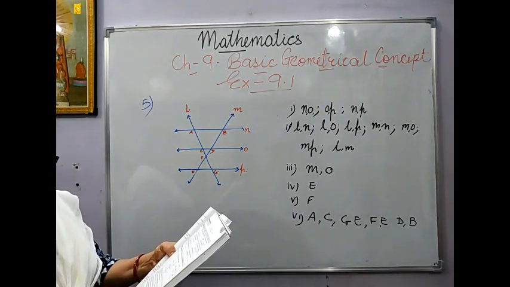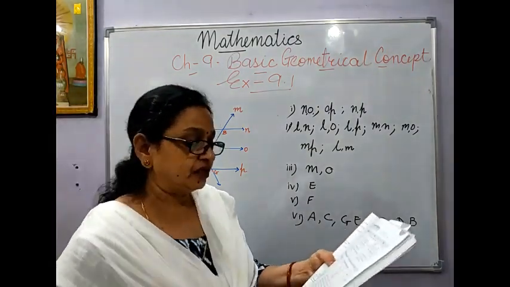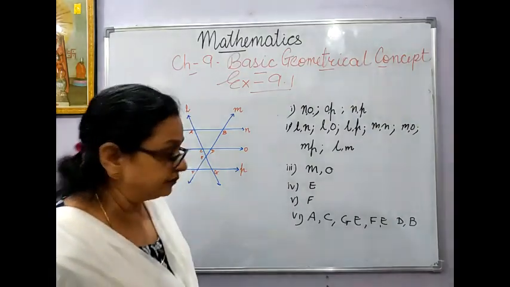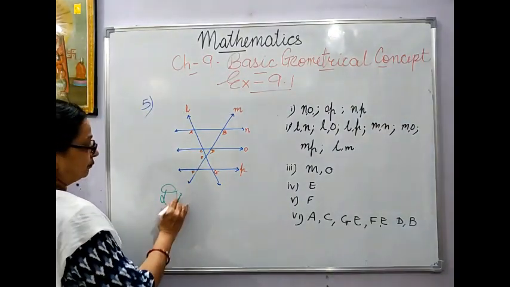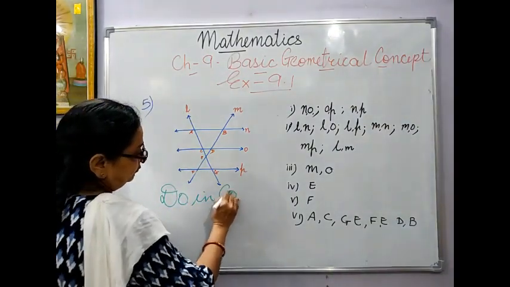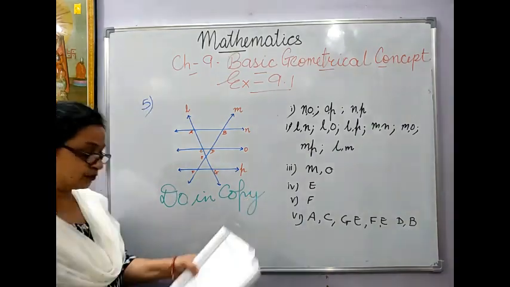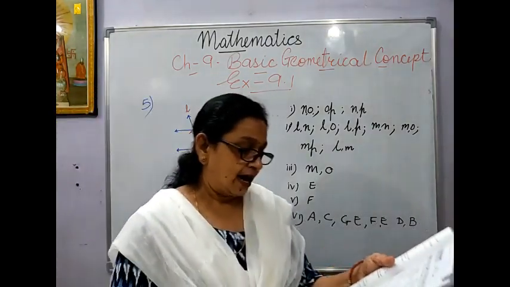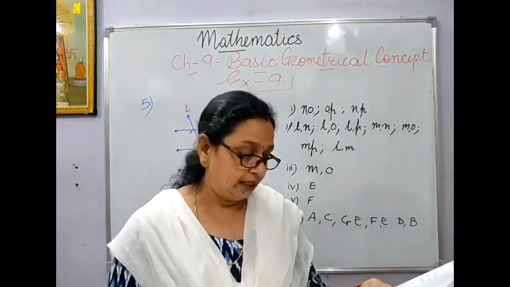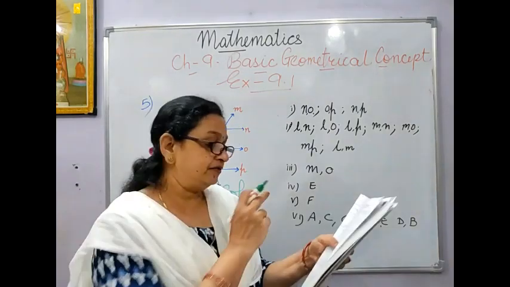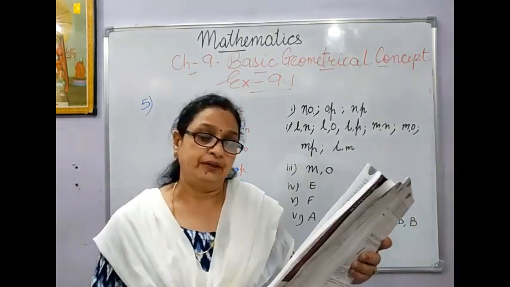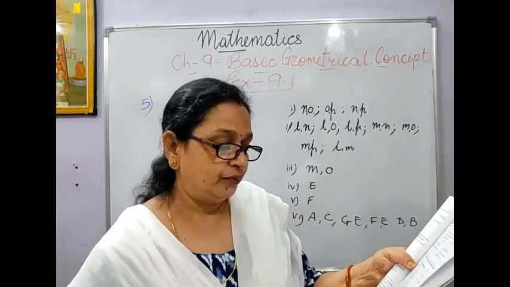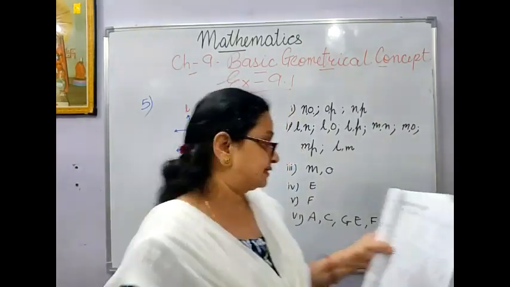Then question number 6. And now children, this question number 5 you have to do in the copy. All the others, question number 1, 2 and 4, you have to do in the book. Third we have cut. This 5 you have to do in the copy. Okay. So now we move on to question number 6.